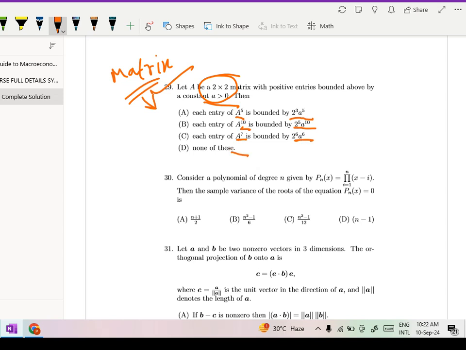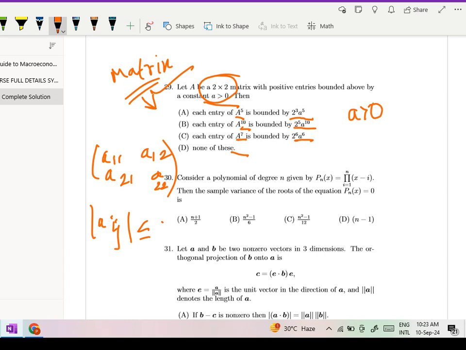So the problem involves analyzing a 2 by 2 matrix with positive entries all bounded above by a constant a greater than 0. Okay. So now the matrix property we know goes like this: a11, a12, a21, a22. Now for all entries we know a_ij is greater than or equal to a for all i, j. Now we know the power of a matrix.